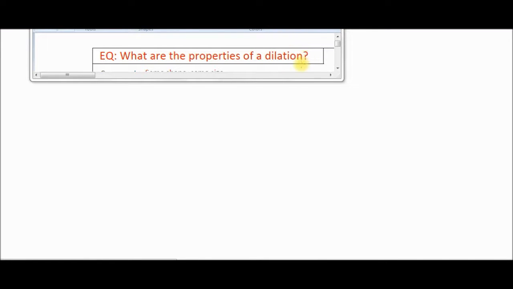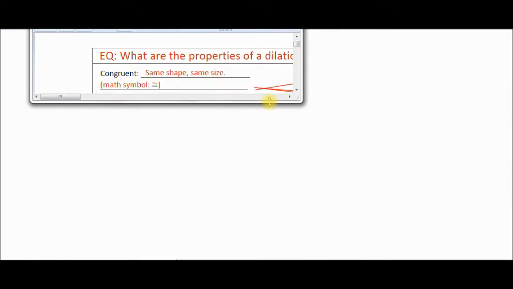Now there's a lot to fill out here. I'm going to have to write fast and small. So hopefully we can fit everything in, because there are a lot of properties I want you to know about dilations. So first thing we've got to do is define some words. Let's first define, what does congruent mean?